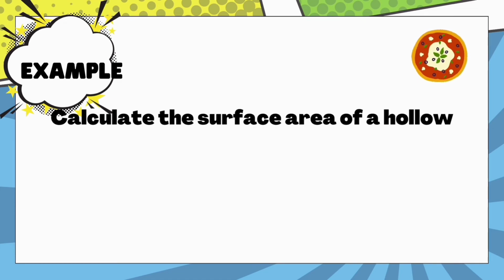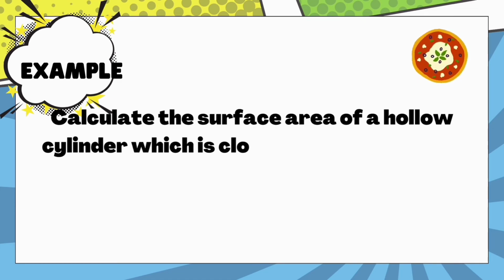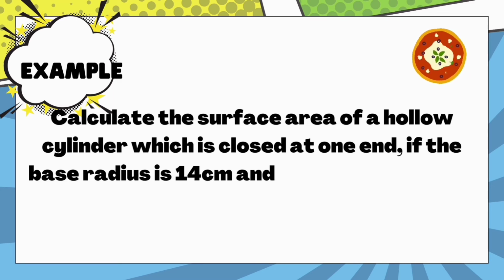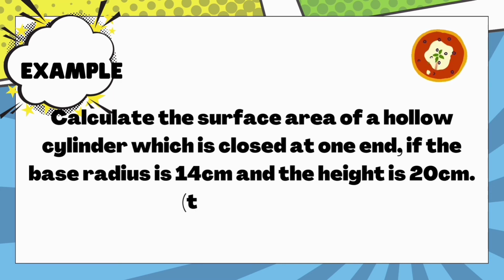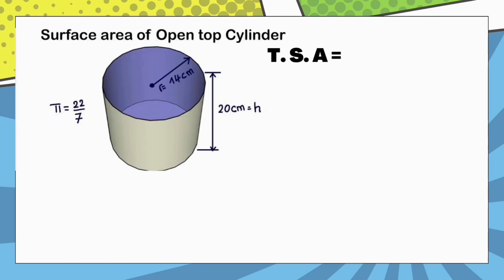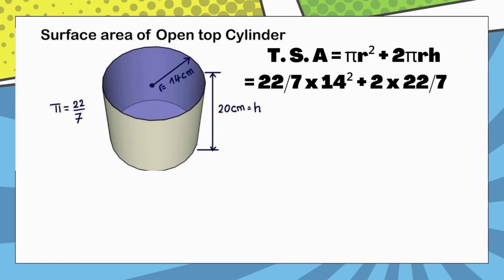So let's take an example to illustrate this. Calculate the surface area of a hollow cylinder which is closed at one end. If the base radius of the cylinder is 14 cm and the height of the cylinder is 20 cm, taking pi as 22/7. I've illustrated this on the diagram you can see on the screen. So the total surface area of the cylinder, as I've said before, is pi r squared plus 2 pi r h.